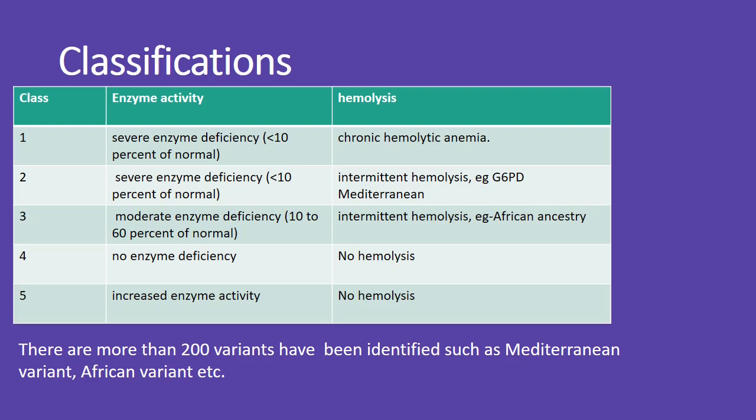Classification. Let's briefly discuss the classification of G6PD deficiency. Class 1, severe enzyme deficiency, with less than 10% of normal activity, leading to chronic hemolytic anemia. Class 2, also severe, with less than 10% of normal activity, but causing intermittent hemolysis. An example is the G6PD Mediterranean variant. Class 3, moderate enzyme deficiency, with 10 to 60% of normal activity, leading to intermittent hemolysis. This is common in individuals of African ancestry. Class 4, no enzyme deficiency and no hemolysis. Class 5, increased enzyme activity and no hemolysis.